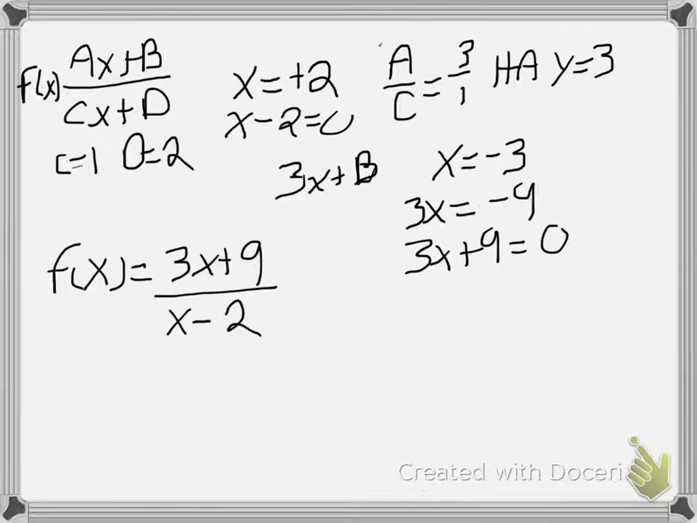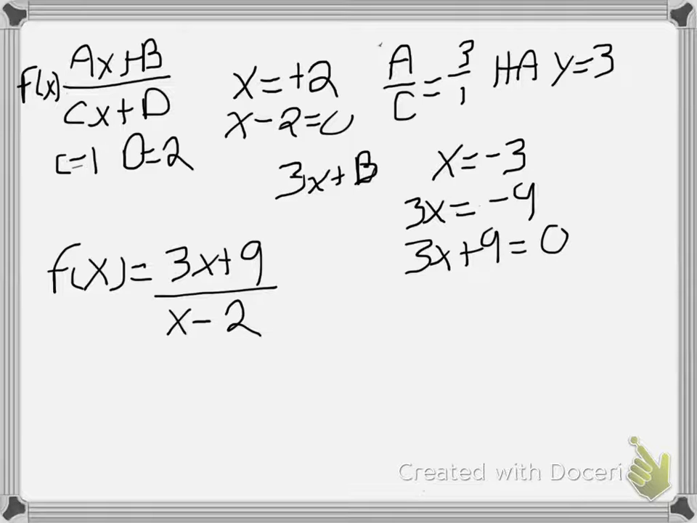We have a horizontal asymptote of 3. These degrees are the same. So 3 divided by 1 would be 3. And then we have a 0 at x equals negative 3. So if I put in negative 3 for x, negative 3 times 3 is negative 9. Negative 9 plus 9 is 0, so that is true.